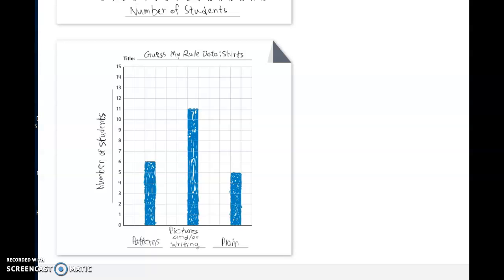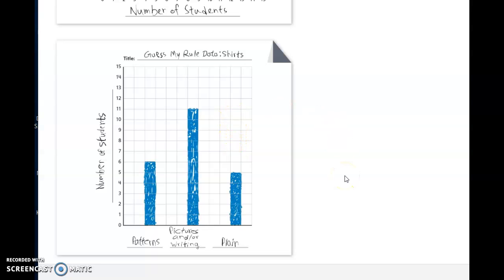So a couple of questions. How many more people in our classroom had pictures or writing on their shirts versus plain shirts? If you said 5, you would be correct. Wait, let's check that. We can find that information by going right across to where we see that these 2 bars are equal, and then we can count up until we get to that other category. 1, 2, 3, 4, 5, 6.